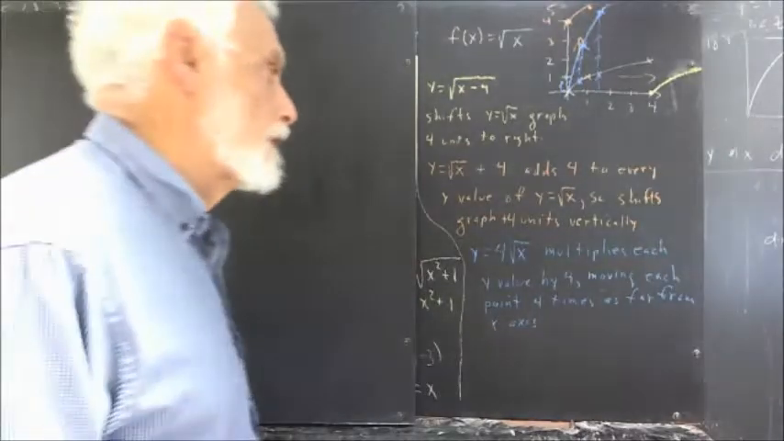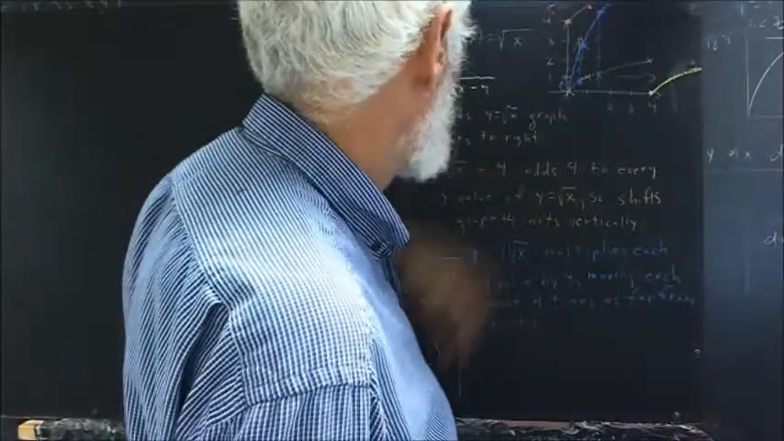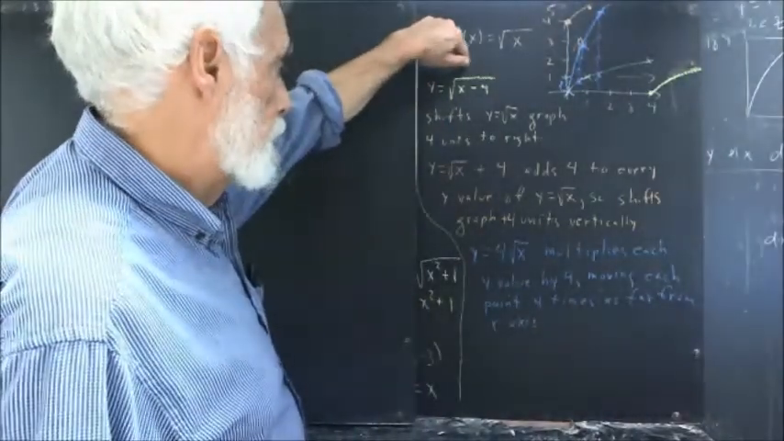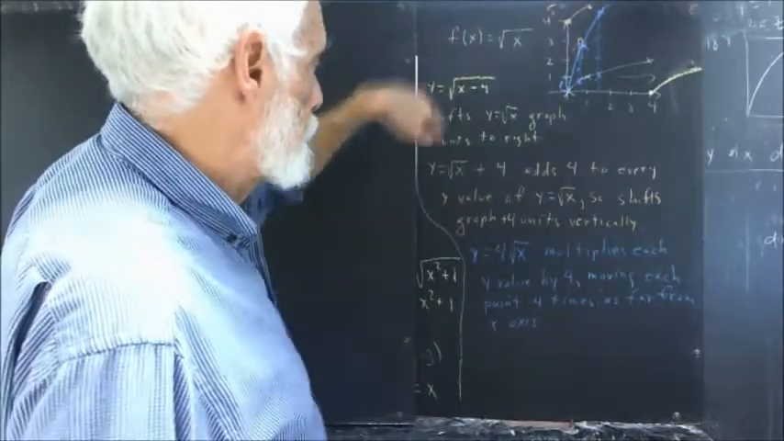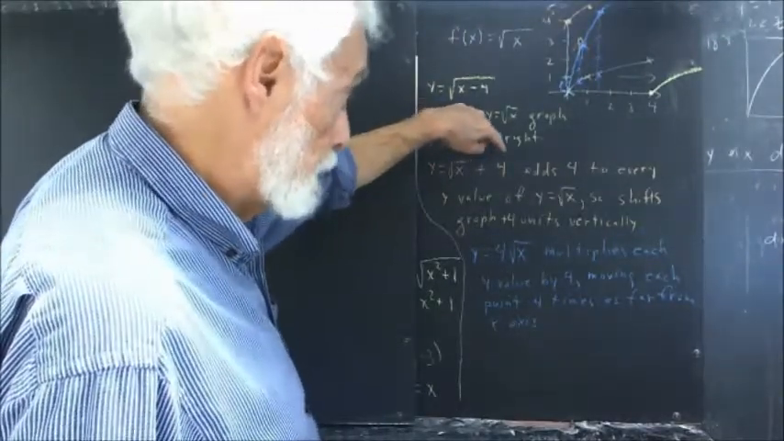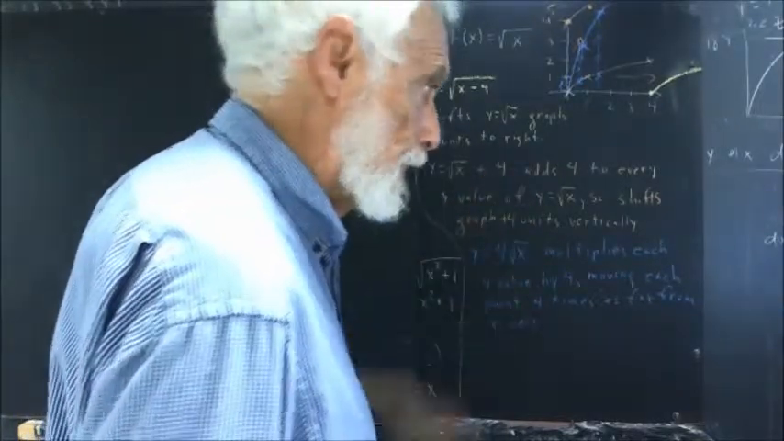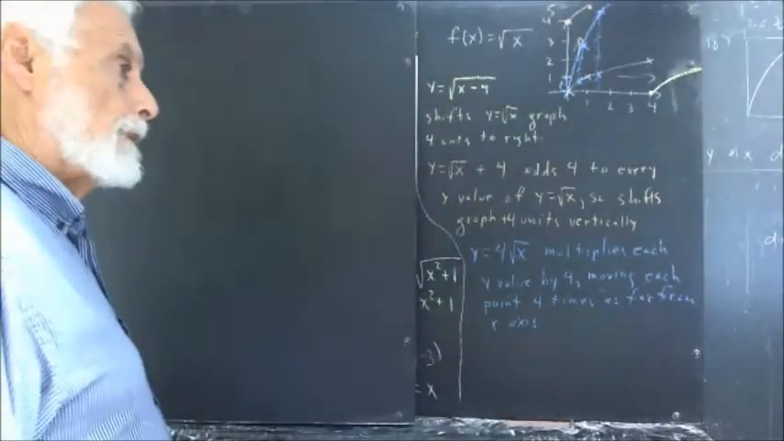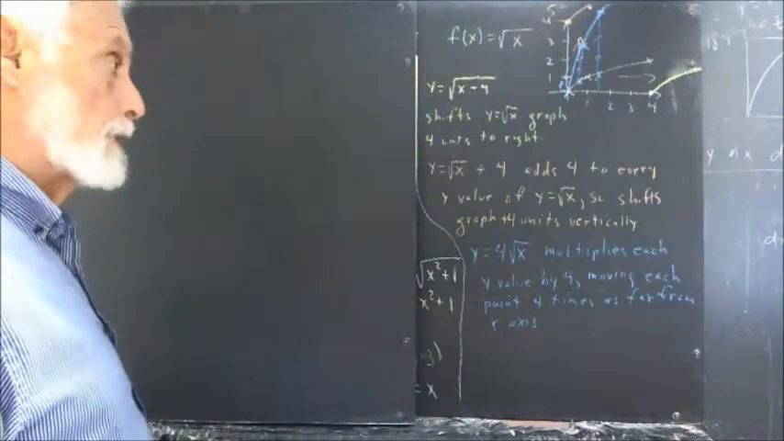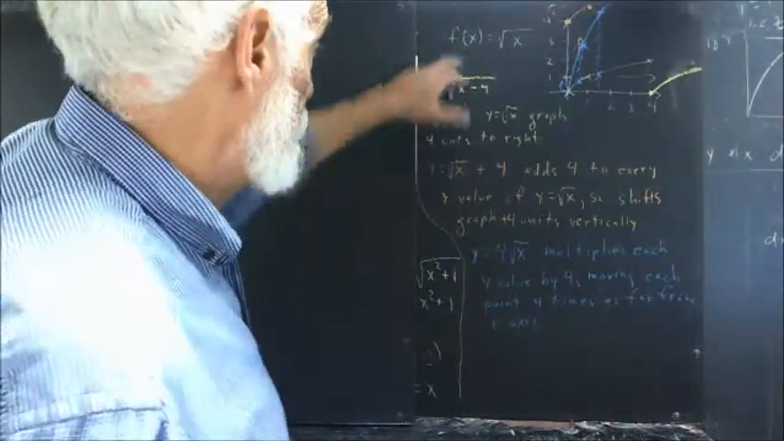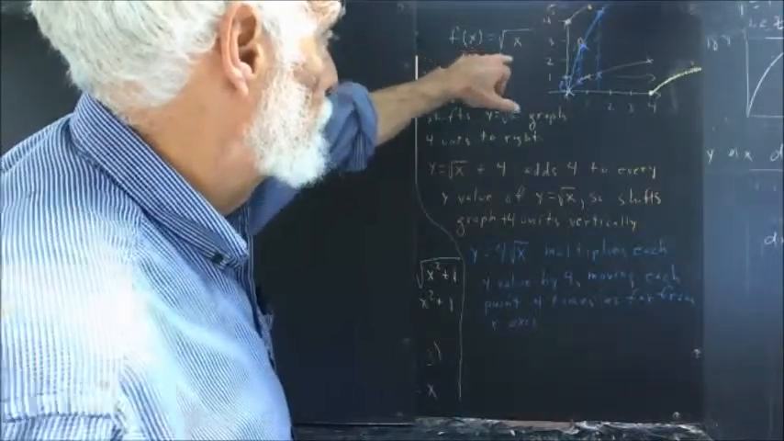Okay, we're given the function f of x equals square root of x, and we're asked to graph several functions. y equals the square root of x minus 4, y equals the square root of x plus 4, and y equals 4 square root of x. There's another one you're also asked to do, but I'm not going to do that one. Leave that for you to think about. In any case, f of x equals the square root of x.